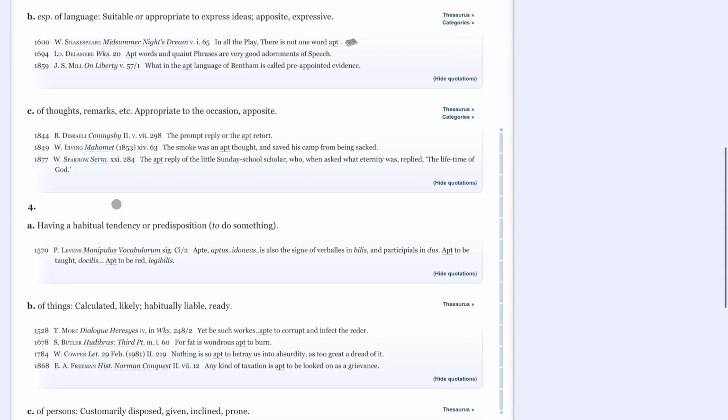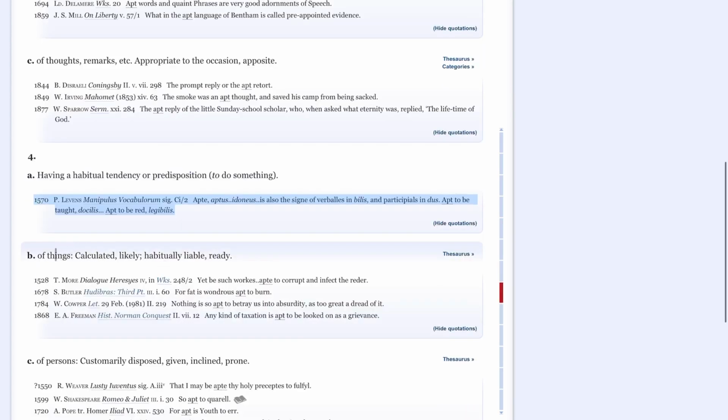And sure enough, that sense that I was hearing is in the OED, having a habitual tendency or predisposition to teach. And that sense has been around a long time. This is a usage from 1570. "Aptus is also the sign of verbals in bilis and participles in dus." Oh, I don't know what that means. "Apt to be taught, docilis." Okay? He has a habitual tendency or predisposition. That can be true of things or true of persons. Again, this is the sense I always heard.